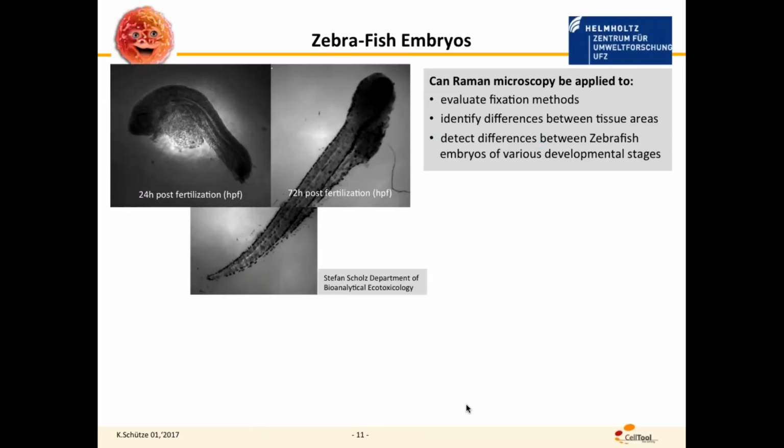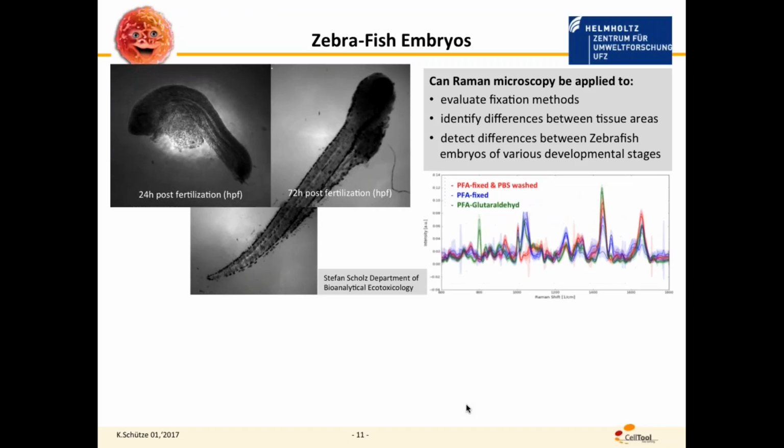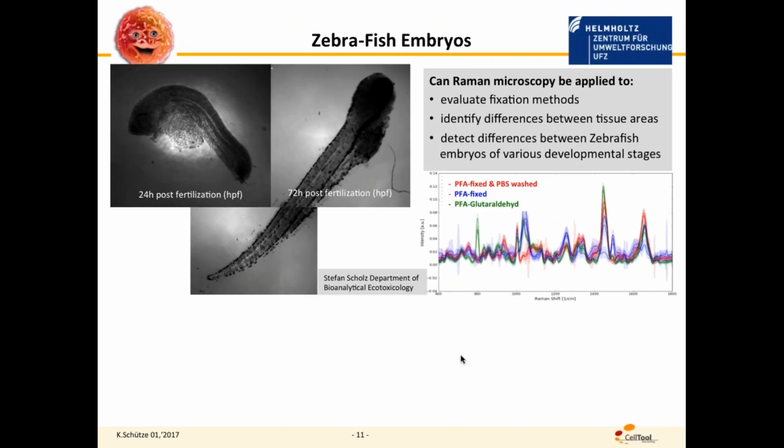Another thing that we recently have done is to look into zebrafish embryos. The question was, is it possible to go even into entire embryos and measure within certain tissue areas, and can we see differences within them? And also here we evaluated different kinds of fixation methods. What we could see is that different fixation methods really matter. It's also important that you wash it very carefully with PBS, for example, and that glutaraldehyde gives different signals as compared to paraformaldehyde fixed cells.